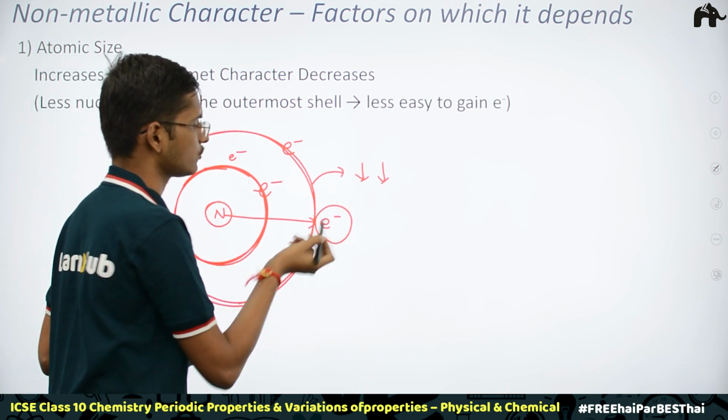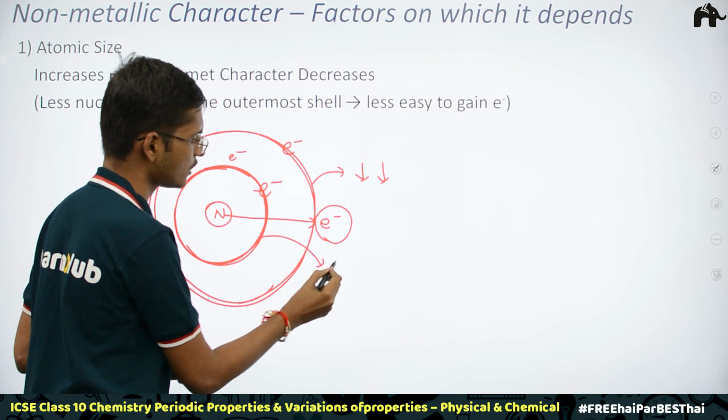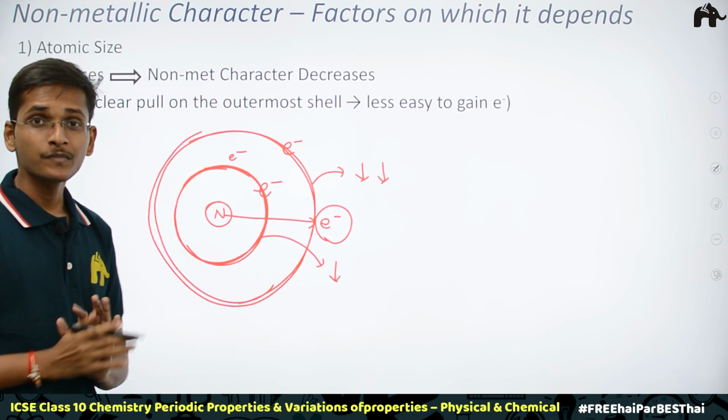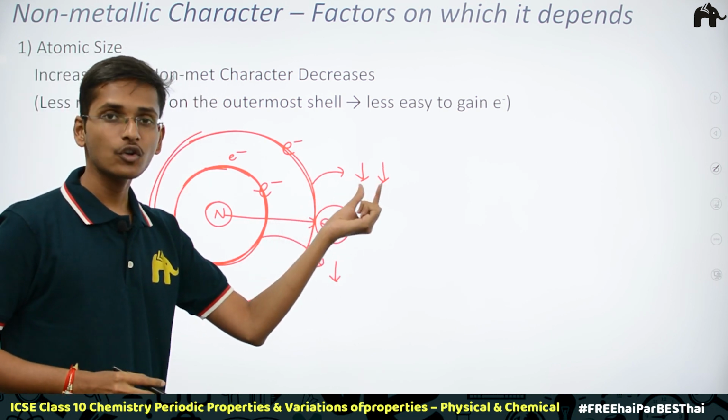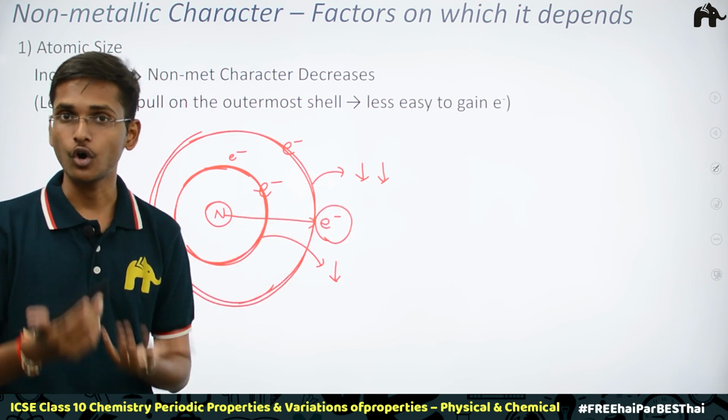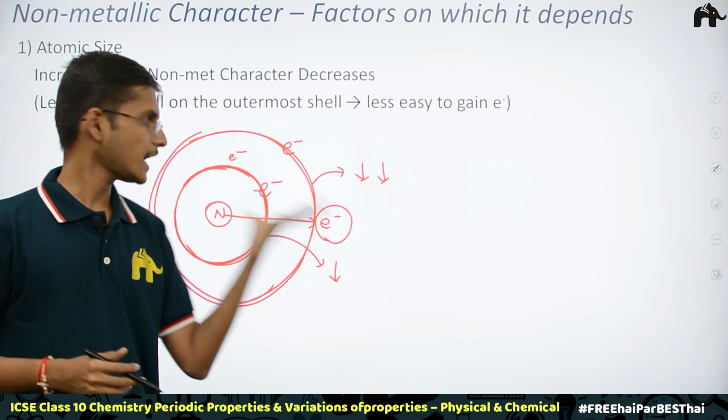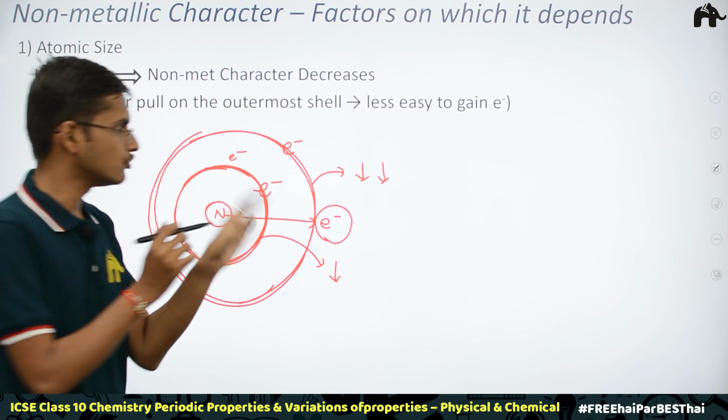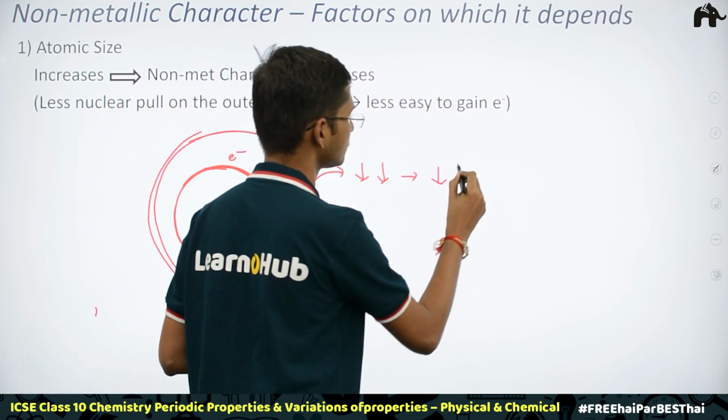The tendency to gain the electron is less than in the previous case. The previous case had a tendency this much. Now, since the tendency to gain the electron is less, the non-metallic character of that element would also be less, right?